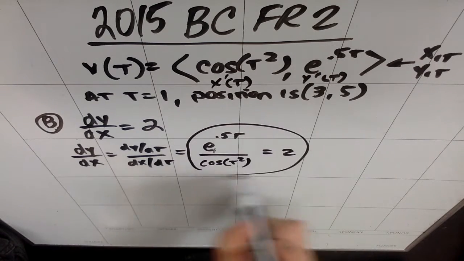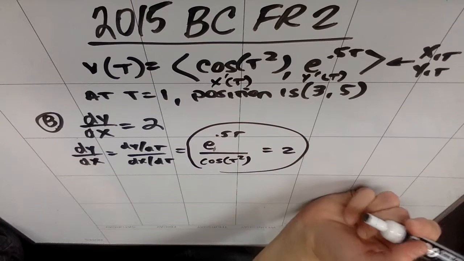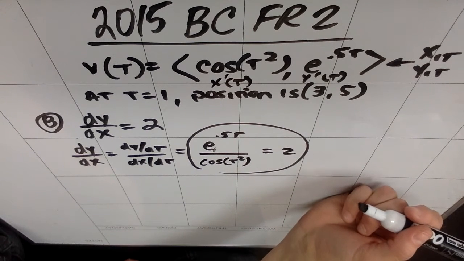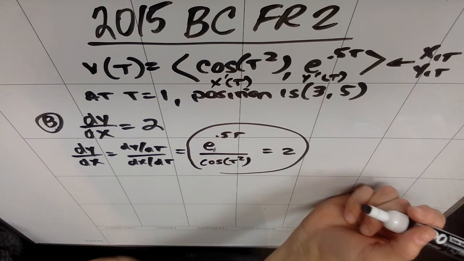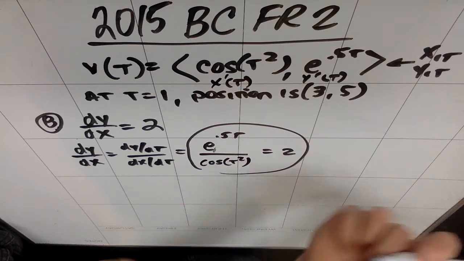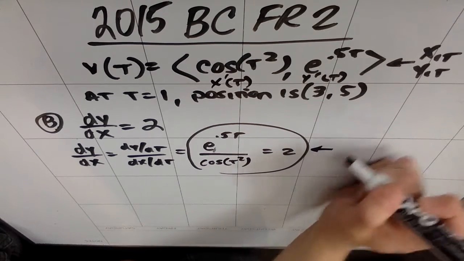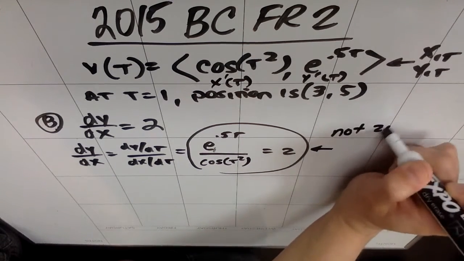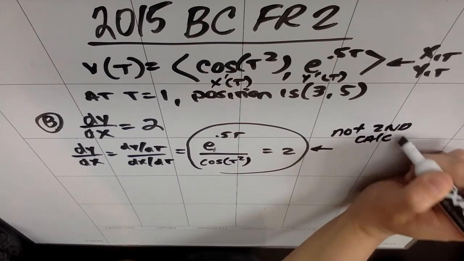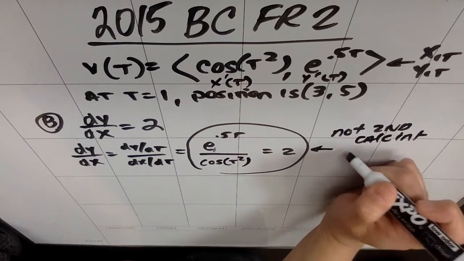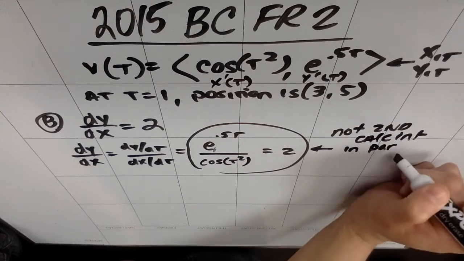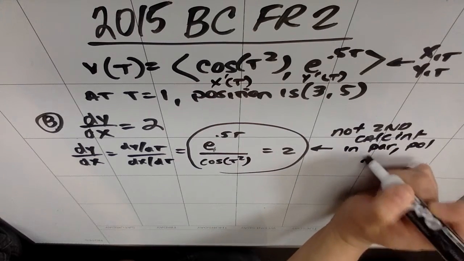Now that's nice enough and not awful, except if you look at your parametric mode, it doesn't allow you to do it, which is just the worst. So that's no fun at all. So unfortunately, there's no second calc intersect, which I think a lot of us have come to rely on, in parametric or polar. And that's sad, right?